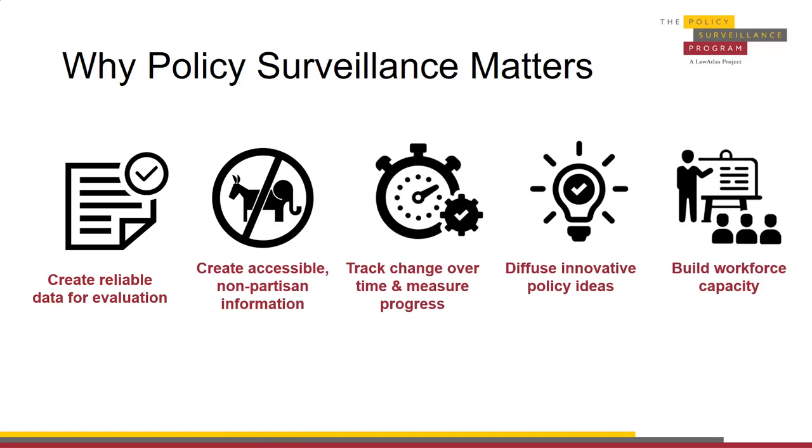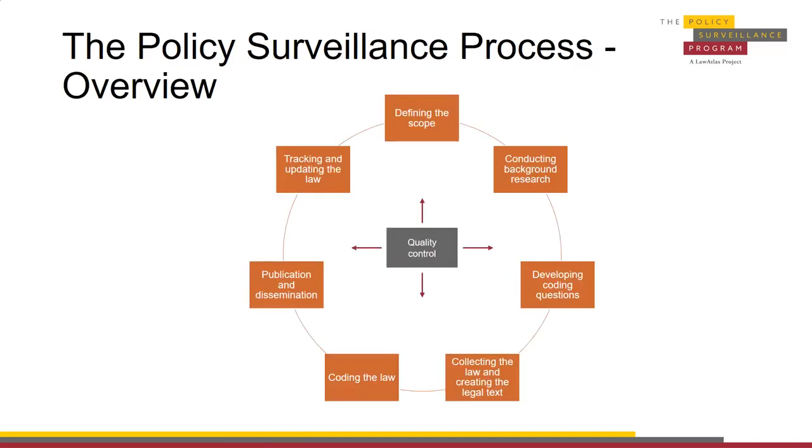So let's get into the nitty-gritty of policy surveillance. This image that you're seeing here now is the policy surveillance process in totality. It is a nonlinear process, which is important to note and is why it is in this circle format. Although we might start with defining the scope and end with hopefully publication and dissemination and then tracking and updating the law at a different time, it's an iterative process.